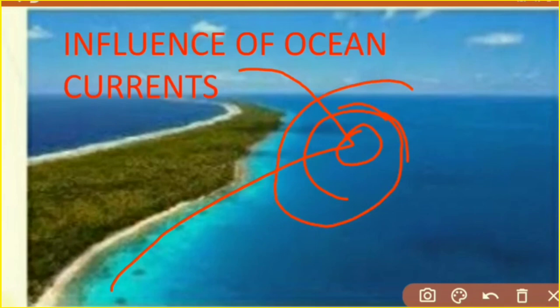Even ocean currents do the distribution of temperature on the earth, because a warm current brings moisture, which results in rainfall and distribution of rainfall, while when a cold current flows, it brings cold conditions and the temperature will come down.